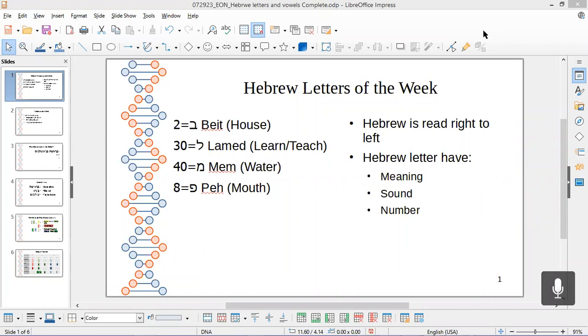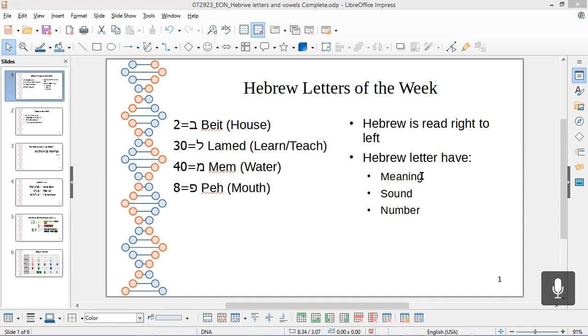So we are going to begin learning the letters of the Hebrew alphabet. A few things about Hebrew: Hebrew is read from right to left, whereas in English we read from left to right. Some characteristics of the Hebrew letters: they have a meaning, they have a sound, and they have a numerical value.